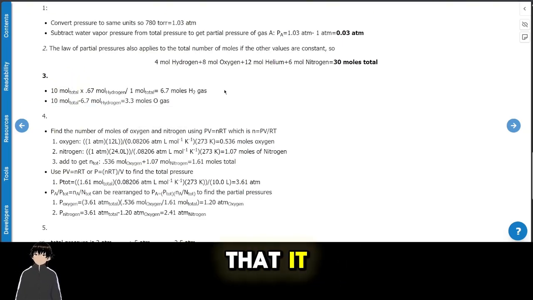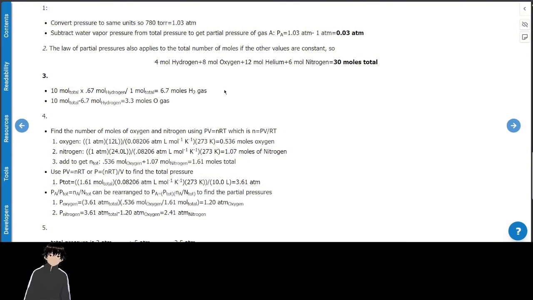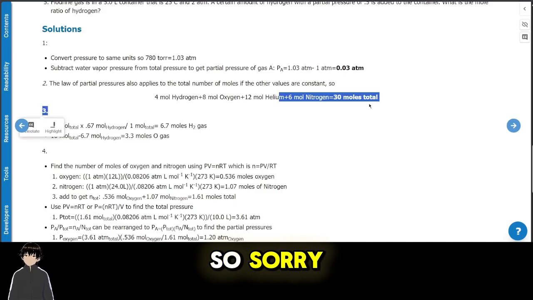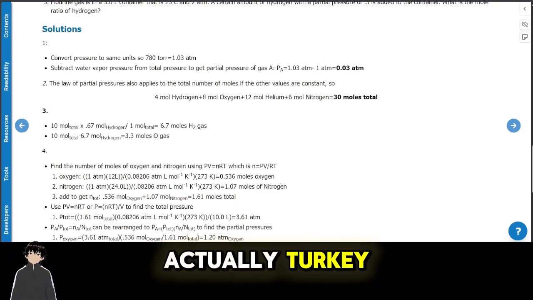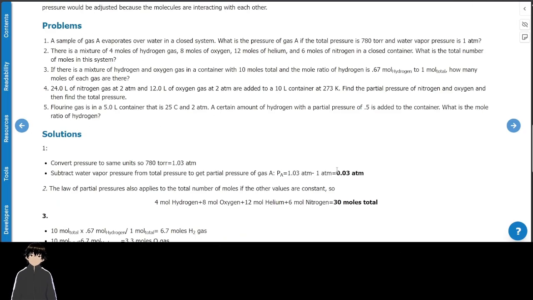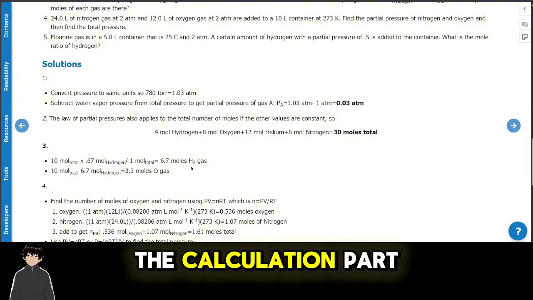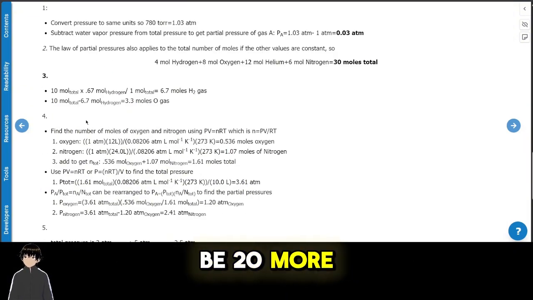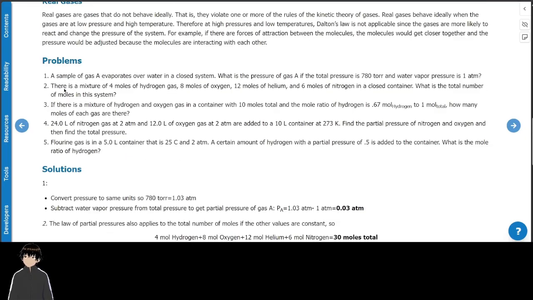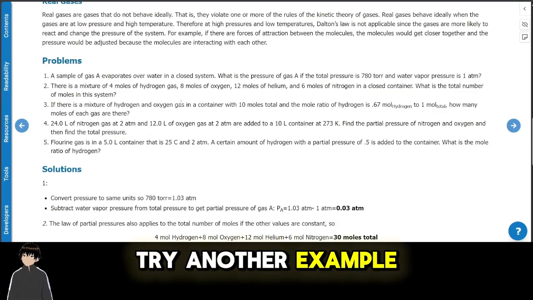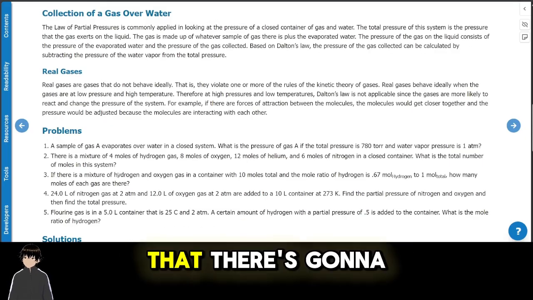Is that it? I believe that. Seems like so. That was actually 30. Sorry, I got a little bit confused in the calculation part, but it's going to be 30 moles. It's going to be very easy. So let's try another example. This is going to be Dalton's law.